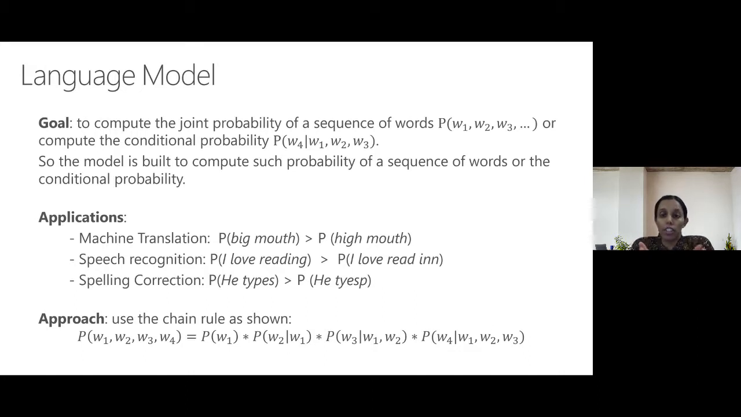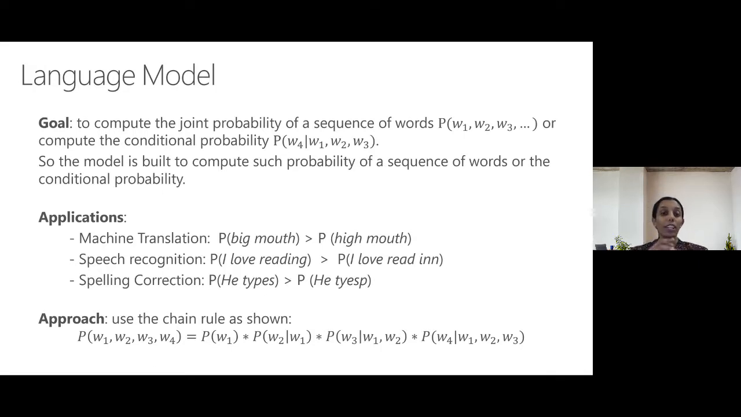It could be as short as a couple of words or many words in a sentence, or you want to compute the conditional probability. So assuming word 4 is Jaya, what is the probability that words 1, 2, and 3 are my name is? It's a very simplified scenario, but that's what you're trying to visualize in here. So the goal of the model is to compute such a probability of a sequence of words or the conditional probability.